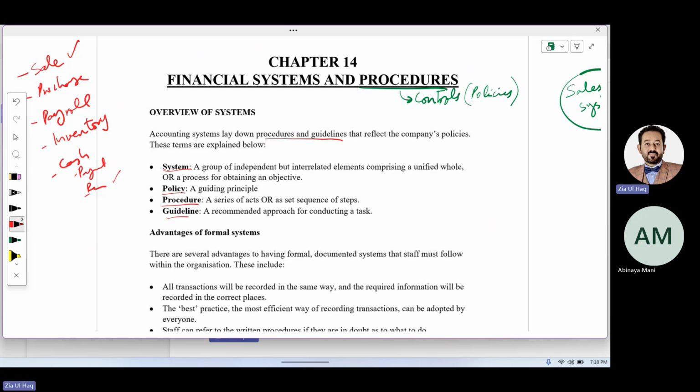What is meant by system? A group of independent but interrelated elements comprising a unified whole, or a process for obtaining an objective. Policy is a principle. Procedure is a series of acts or a set of sequential steps that the company needs to follow. And guidelines are a recommended approach for conducting a task, meaning you need to prepare all the documents.